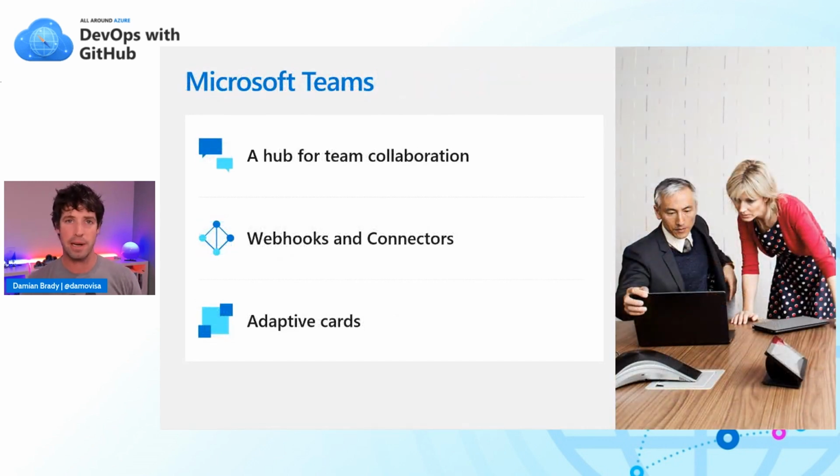And we're also going to use Microsoft Teams because it's our hub for team collaboration, as we've seen. It has a lot of integration points. There's webhooks and connectors. Adaptive cards means that it's not just text. You can do these nice little cards, which we'll see. And so we're going to use that as our chat location as well.